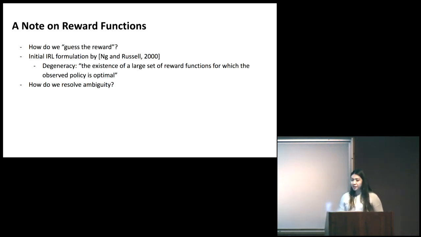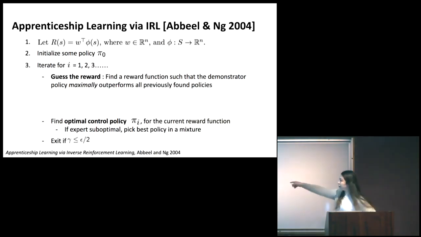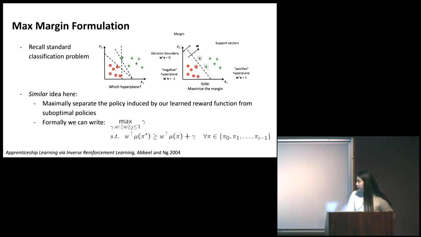But this is not just limited to pathological cases. For example, if you see me walking towards the door, maybe I'm trying to go talk to someone, or maybe I'm trying to inspect the door handle because I think it's interesting, or maybe I want to go out and get lunch. It's not really clear what the reward function is, or what objective I'm optimizing for. So in short, we have a lot of reward functions that could possibly be optimal. How do we pick one? Here we want to guess a reward that makes our policy optimal. How do we resolve this ambiguity?